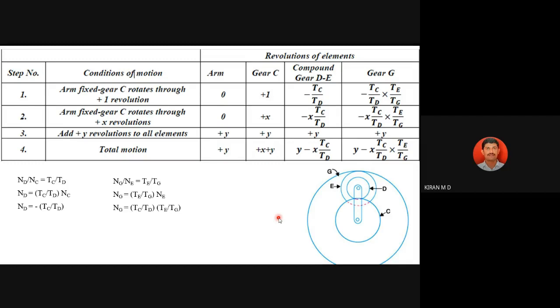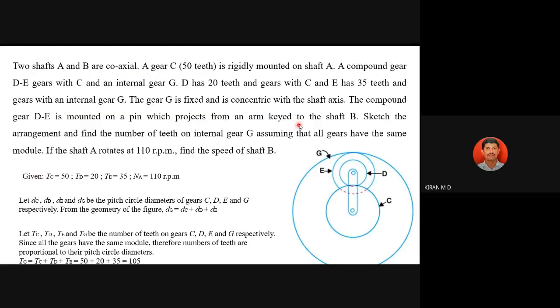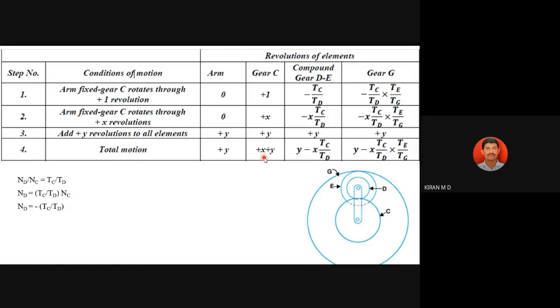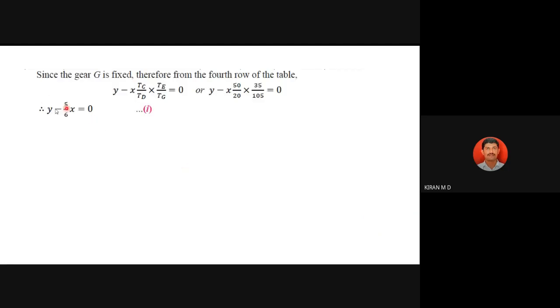So what do we need to find in this problem? Sketch the arrangement and number of teeth. Assuming all gears have the same module, if shaft A rotates at 110 RPM, find the speed of shaft B. Shaft A rotates at 110 RPM means, as the problem has given, gear C is mounted on shaft A, and D and E are mounted on shaft B. So the speed of gear C is equal to 110 RPM.